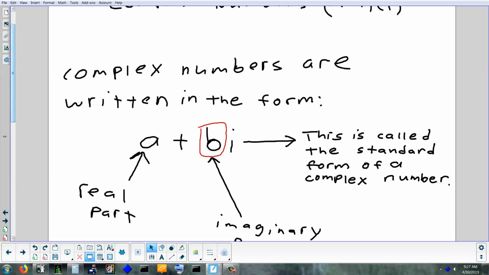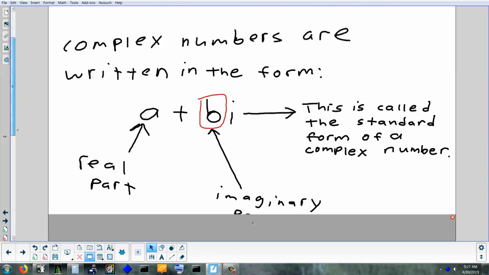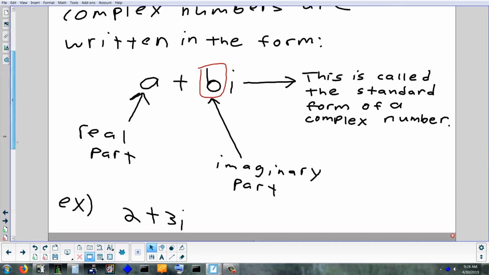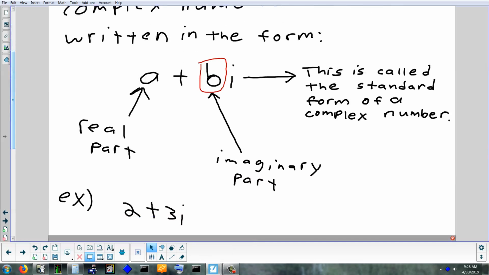Now, when you write it in that order, real part first, imaginary part second, that's called standard form. Anytime we have to do a calculation, we're basically going to do 4 things: add, subtract, multiply, and divide. We're going to do add and subtract today, multiply and divide tomorrow. When we do those, I would like your answer in standard form. So it should look something like that.